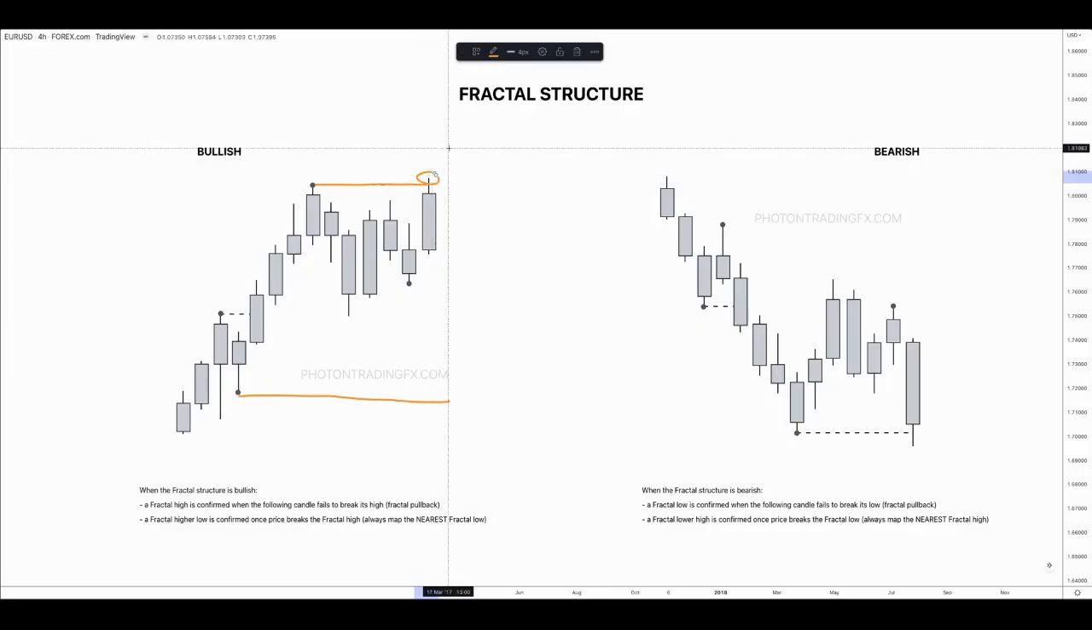Now, with fractal structure, all we need to see is a wick break, okay? So for basically everything else that we use, we want to see a candle body close, but we'll get into this in the other lessons with swing structure and internal structure.